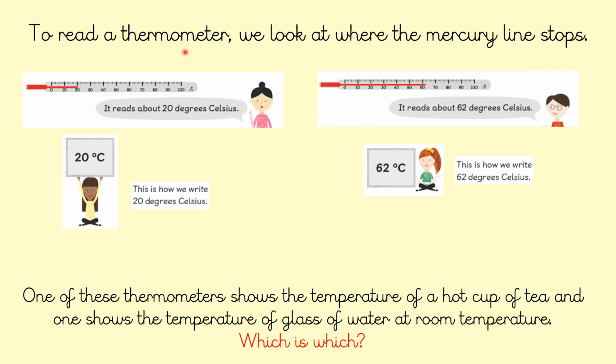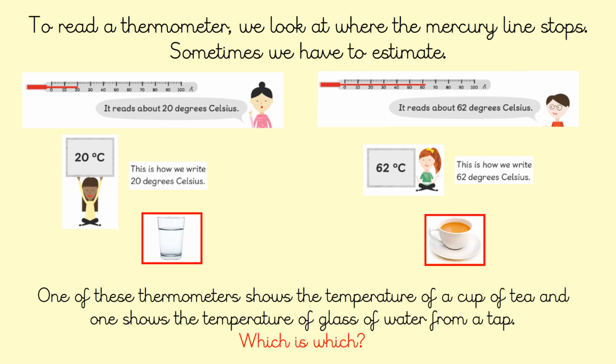So which of these two thermometers showing these two temperatures is for a glass of water or a hot cup of tea? You can pause the video to chat to your partner. Well done if you remembered that 20 degrees Celsius is around about room temperature. So a glass of water at room temperature will measure about 20 degrees Celsius. A hot cup of tea would probably be around 62 degrees Celsius. Very hot.